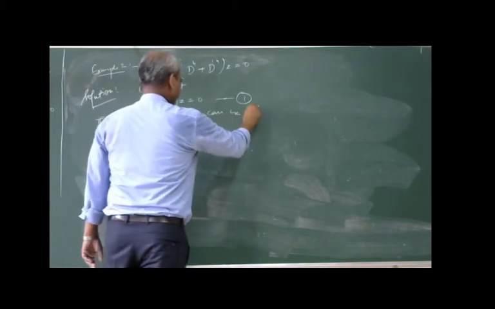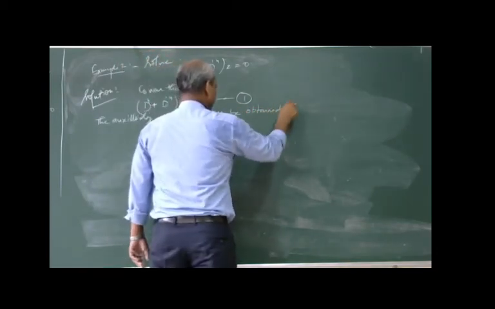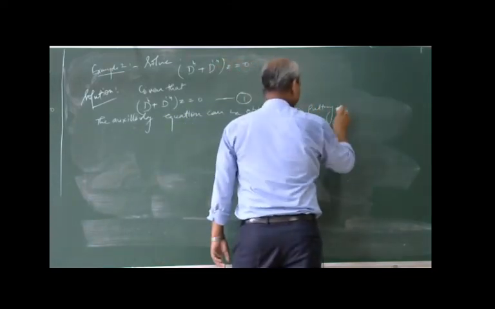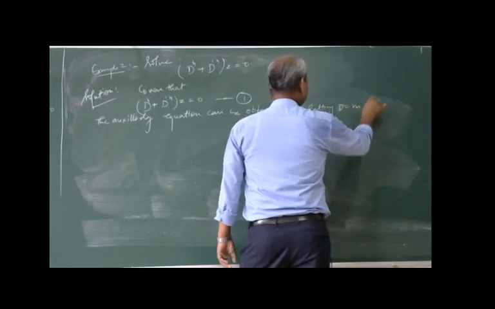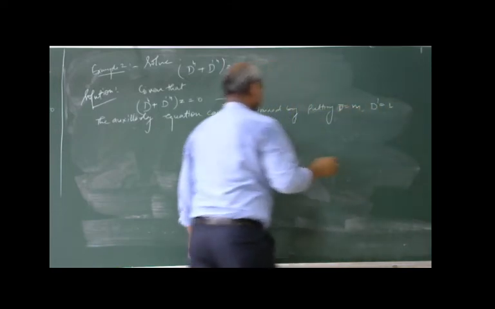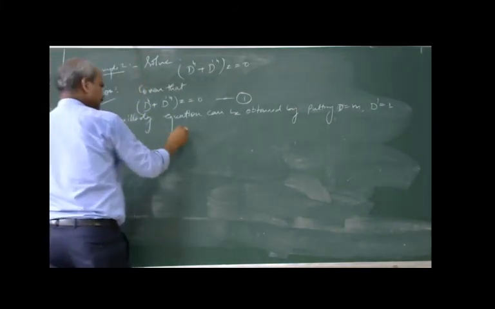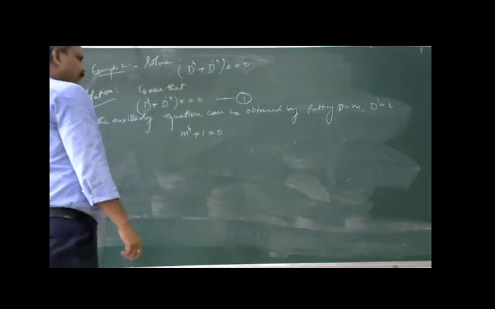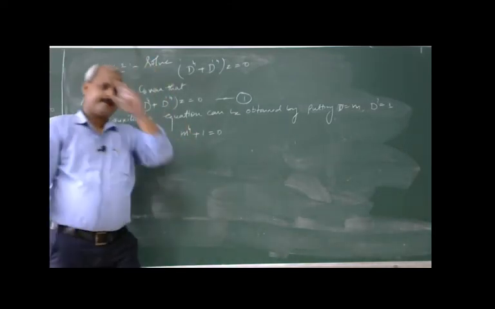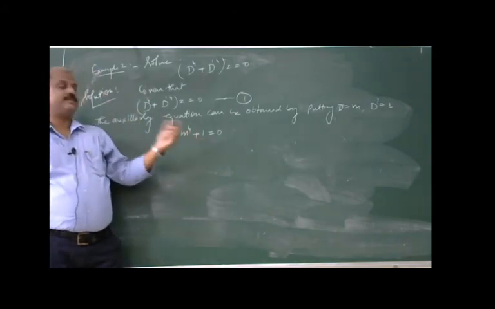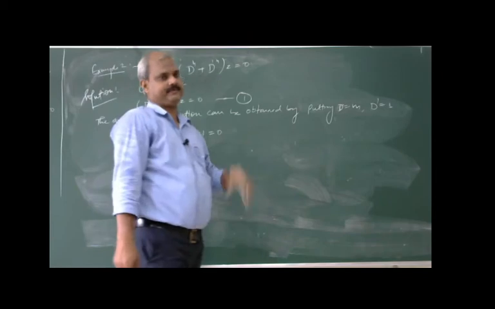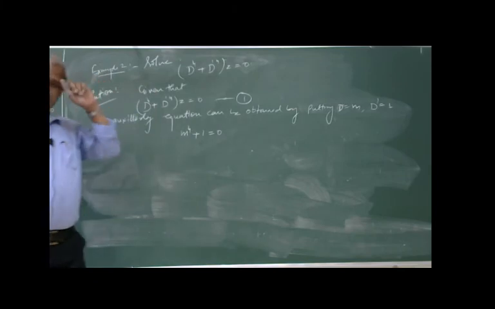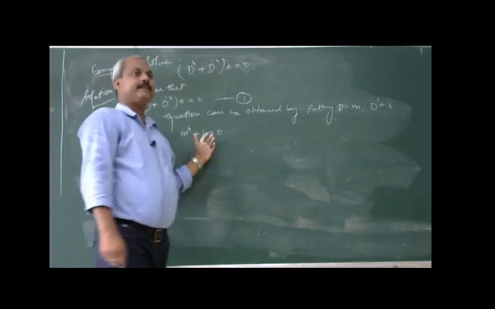The auxiliary equation can be obtained by putting D by m and D dash by 1. So it gives m to the power 4 plus 1 equal to 0. This equation shows that the auxiliary equation is a biquadratic, so there exist four roots.